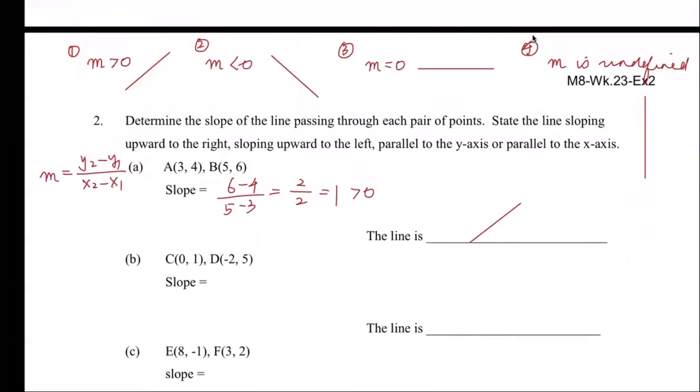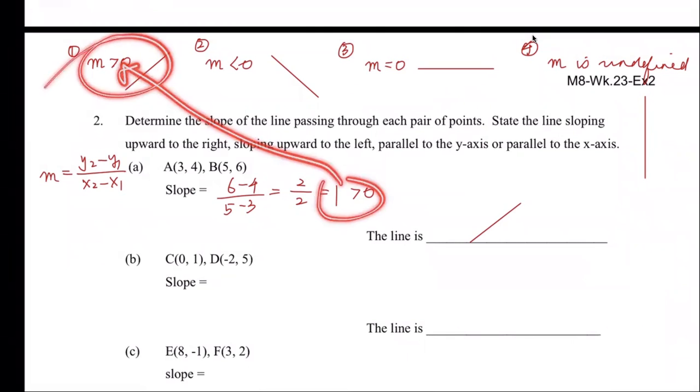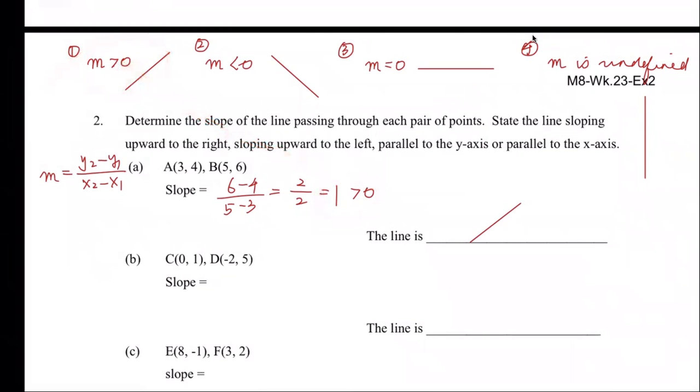upward to the right. Okay, so the slope of part A is equal to 6 minus 4 over 5 minus 3, which is equal to 2 over 2, which is 1. 1 is greater than 0. So it corresponds to the first case, right? When the slope is greater than 0, the straight line is upward to the right. So it's upward to the right.